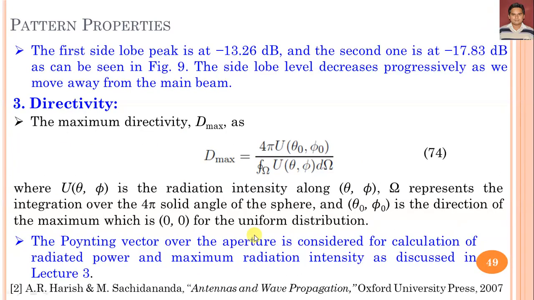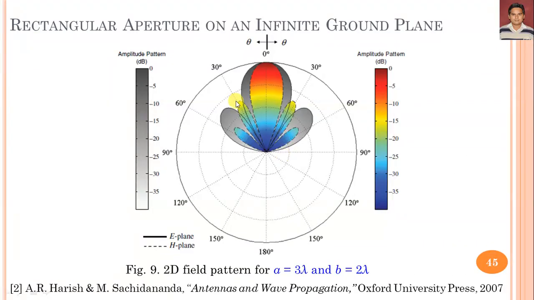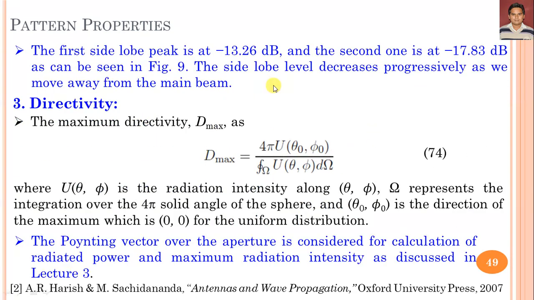Then further the first side lobe peak is minus 13.26 dB and the second one is minus 17.83 dB, as you can see in this figure. Here you can see this is the first and this is the second side lobe in the H plane we have discussed. By using this amplitude pattern curve you will get the first side lobe, and the second one is minus 17.83. So we can say the side lobe level decreases progressively as we move away from the main beam, as you can see in the figure.